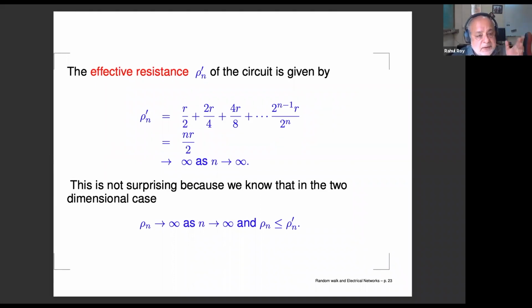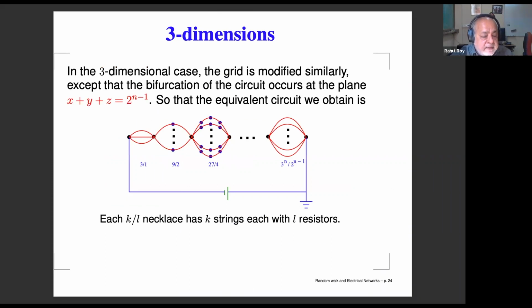But in the three-dimensional case, which I won't draw, what we'll have is exactly another such necklace of resistors. But now we'll have to look at the line x plus y plus z equal to 2 to the n minus 1. In the first setup, think of it as the three-dimensional setup. So this is the origin. There's one line going along the x-axis, one going along the y-axis, another going along the z-axis. And each of them are 1 ohm resistors, so that connects here.